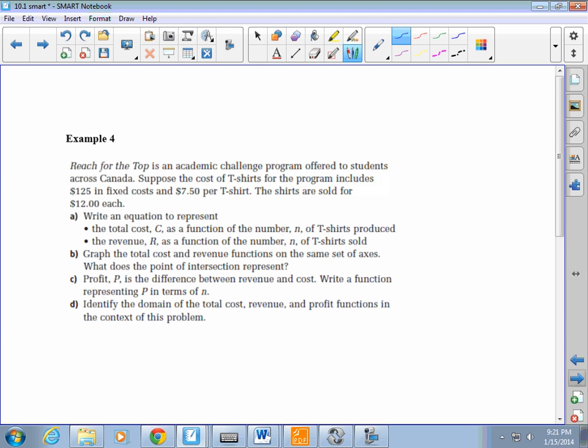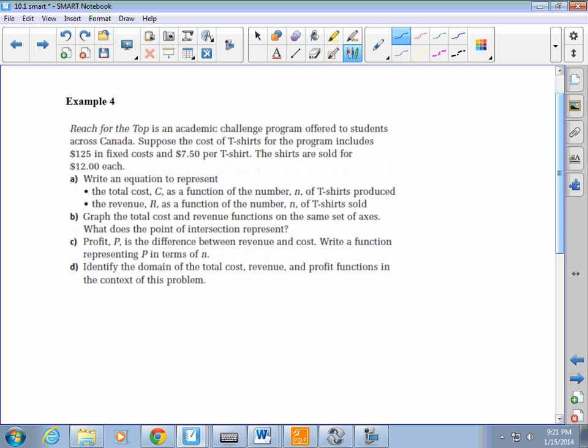Okay, example 4. It says, Reach for the Top is an academic challenge program offered to students across Canada. Suppose the cost of the t-shirts for the program includes $125 in fixed costs and $7.50 per shirt. The shirts are sold for $12 each. So the first part says, write an equation to represent the cost, C, as a function of the number of t-shirts produced, and then the revenue as a function of the number n of t-shirts sold.